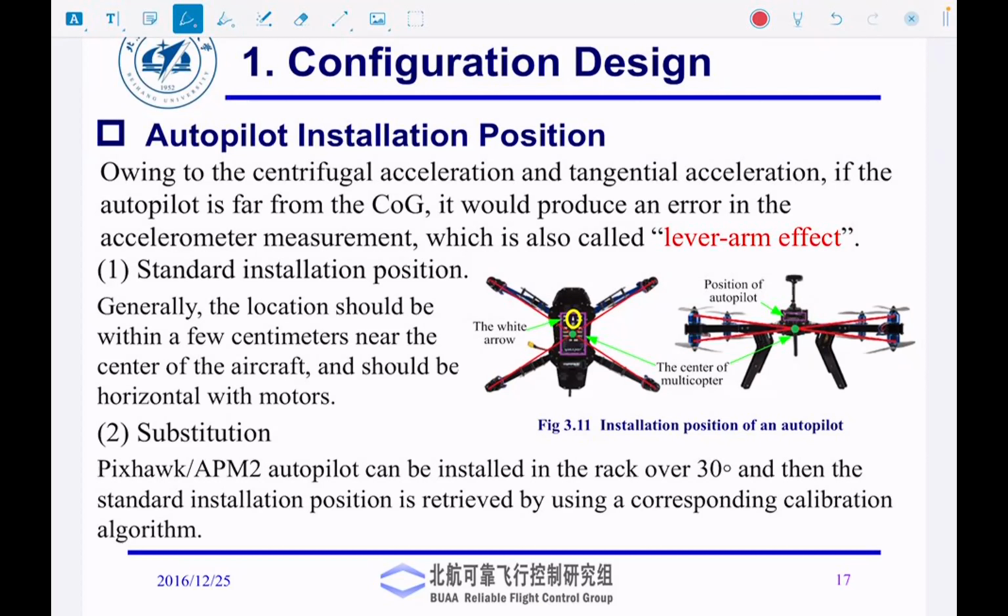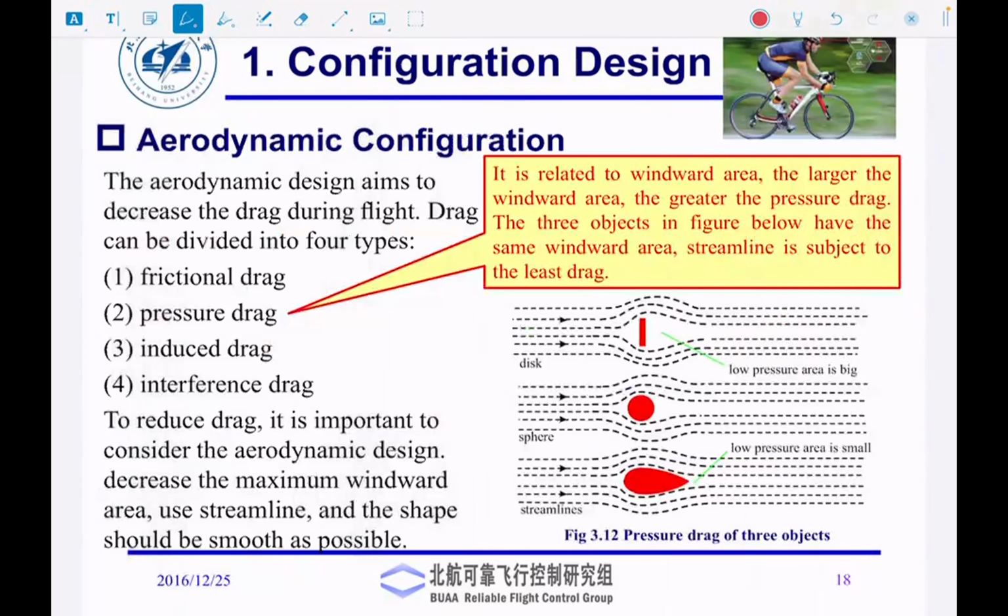Now, the good news is that if you were to play with autopilots like Pixhawk or APM, they have a built-in calibration routine that would allow you to program those autopilots to compensate for this lever arm effect.